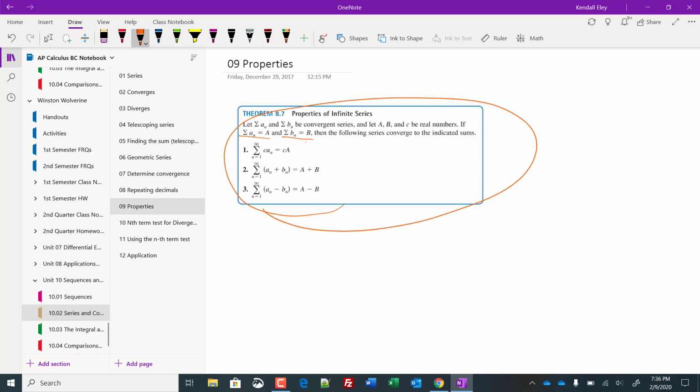I'm sure if you think about it for just a second, it makes sense that if we know that the sum of this set of numbers is A, the sum of this set of numbers is B, the sum of the 2 sets together has to be A plus B. And the same thing for subtracting.